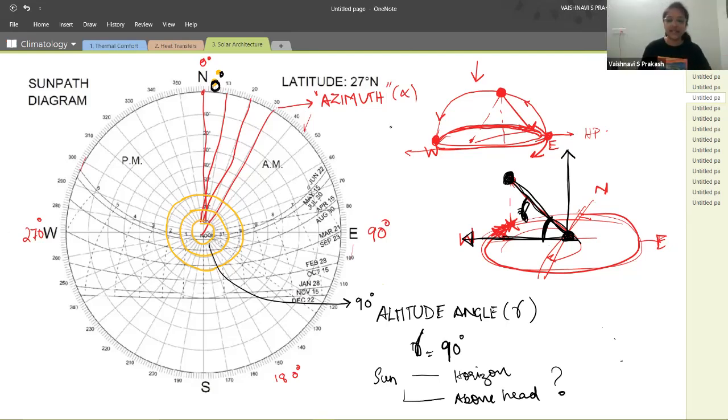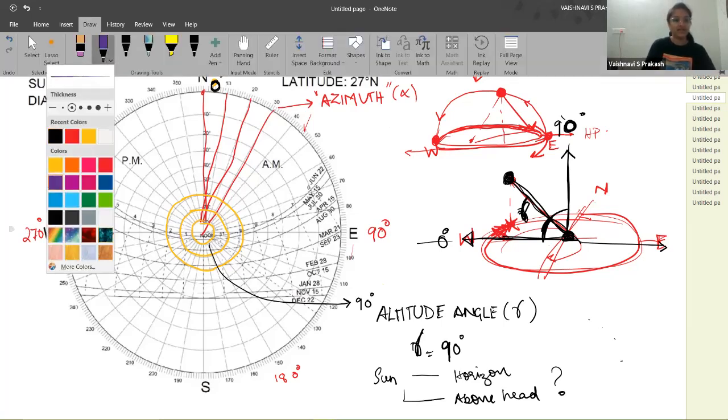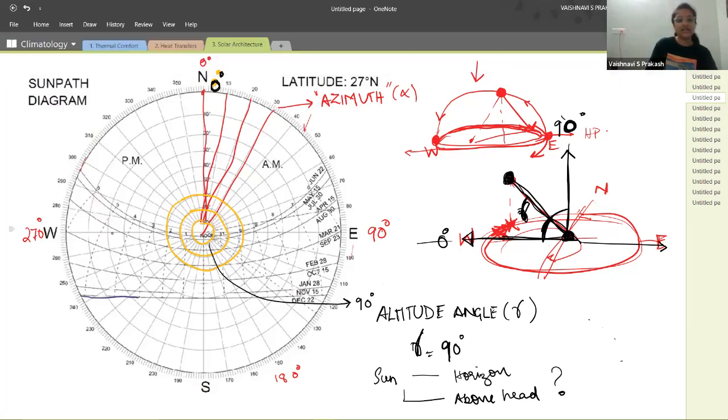All right. So if it's 90 degrees, it means that the sun is right above our heads. And if it's 0 degrees, the sun is at the horizon. It's either in the east or the west. Okay. And the next lines that we see on the sun path diagram are these curved lines here.